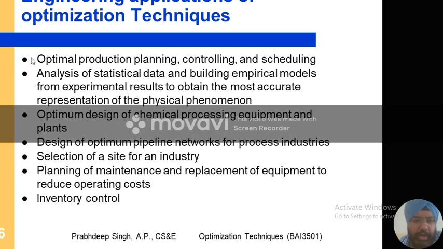Other optimization applications in the engineering field are optimal production planning, controlling and scheduling, analysis of statistical data and building empirical models from experimental design to obtain the most accurate representations of physical phenomena. Optimum design of chemical processing equipment, design of optimum pipeline networks for process industries, selection of a site for an industry, and inventory control, etc.